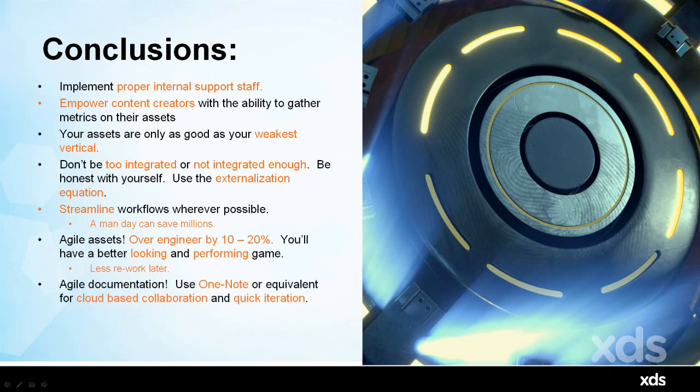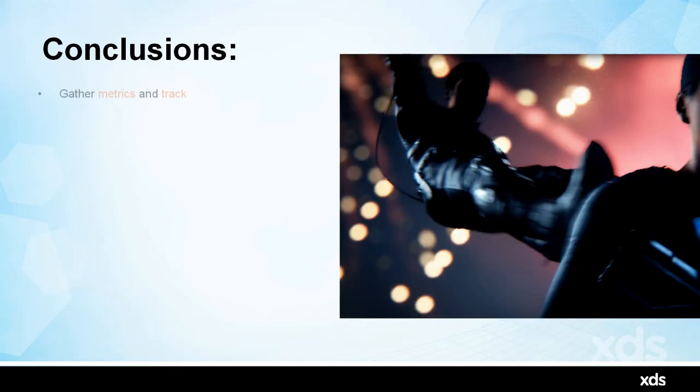Agile documentation: use OneNote or equivalent for cloud-based collaboration and quick iteration. Agile workflows: artists will always find edge cases that break your process, probably daily. So be flexible. If you have a strong core, then you can work with it. Gather metrics and track.